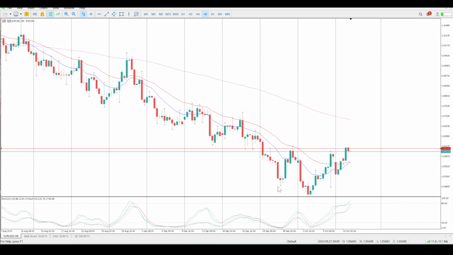Draw the line along from there to there and then along the bottom. It could turn out to be a flag for another leg down, but also it could break and find a base here, and that's going to validate this inverse head and shoulders.